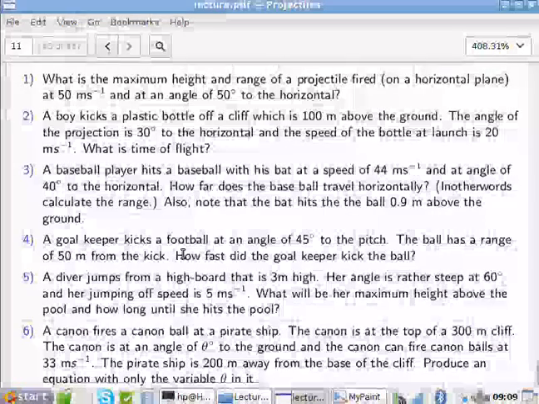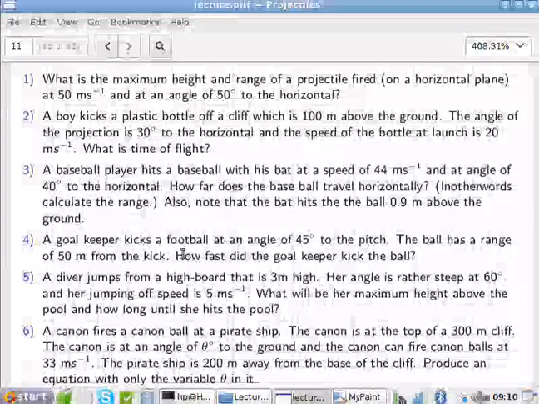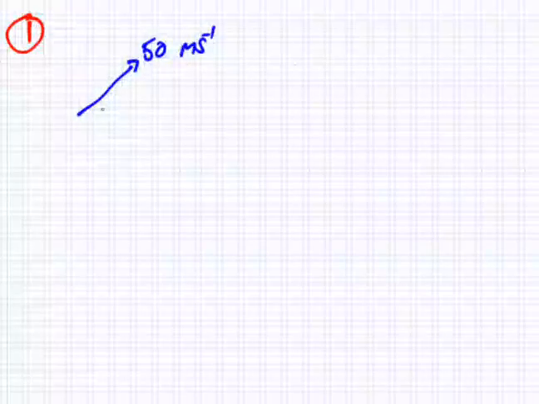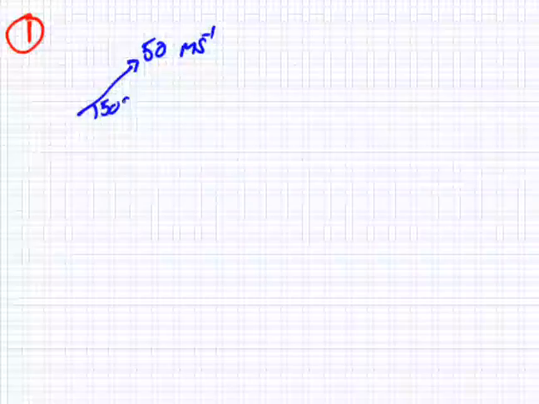Right, the first one. What is the maximum height and range of a projectile fired at 50 meters per second at 50 degrees? Okay, so in the first one here, I also have one question to do from the last one too. I'll do that as well. It's fired at 50 meters per second, at an angle of 50 degrees.